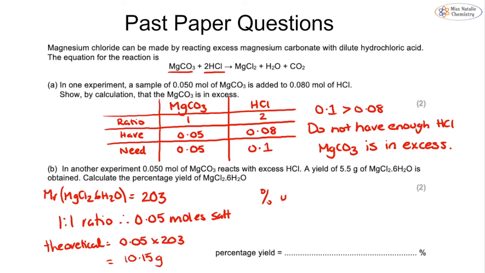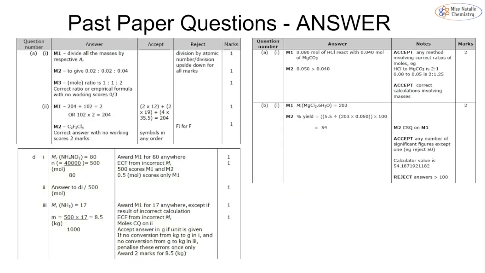So my percentage yield is the actual over the theoretical. So 5.5 is my actual divided by 10.15 as my theoretical times 100, and I get a percentage yield of 54%. And again, 2 marks, 1 mark for working out your theoretical, 1 mark for working out your percentage yield. And there's the mark scheme for these questions if you have been trying them.